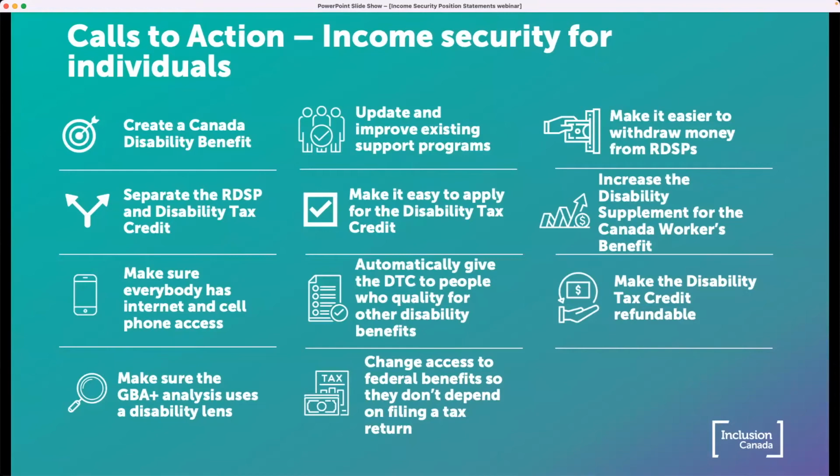We really think GBA Plus analysis, gender-based analysis plus, is incredibly important. The current government has committed to gender-based analysis, so making sure that as they roll out legislation and policy, the impact on women or gender diverse communities is considered. We'd like to see the disability lens applied to those, that same analysis, so that there is a consideration of how this policy will affect people in Canada who have a disability.